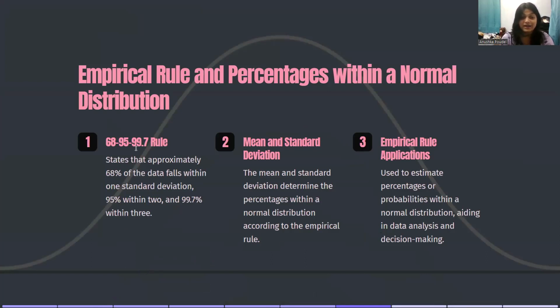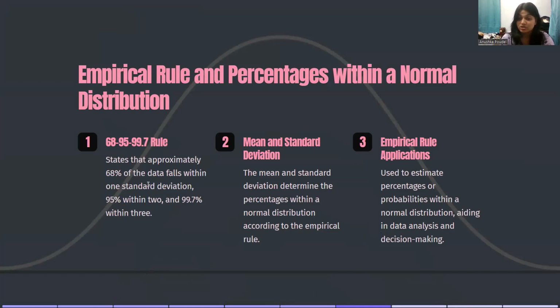The 68, 95, and 99.7 rule states that, approximately, out of the data, 68% falls within 1 standard deviation, 95% within 2, and 99.7% within 3 of the mean. Use the mean and standard deviation to determine the percentages within a normal distribution according to the empirical rule.